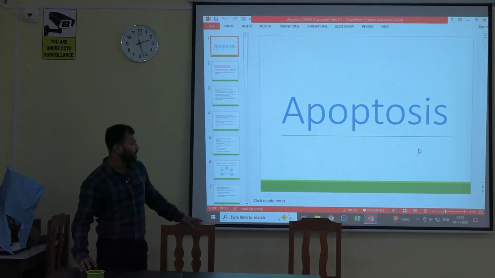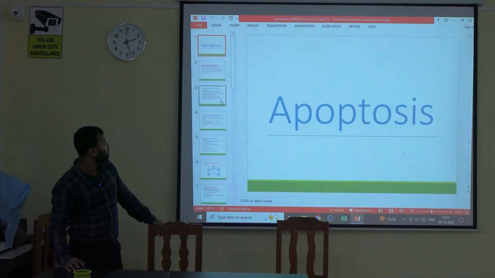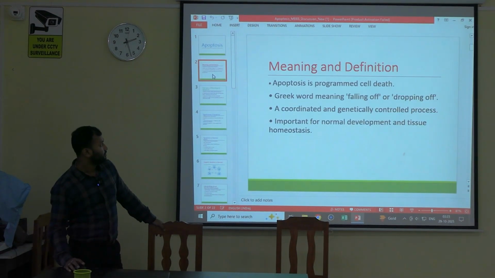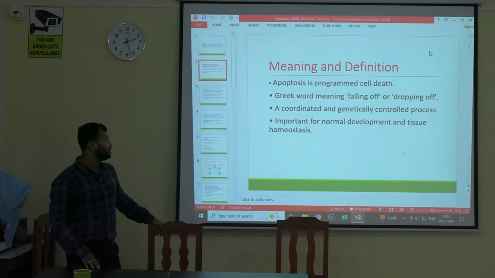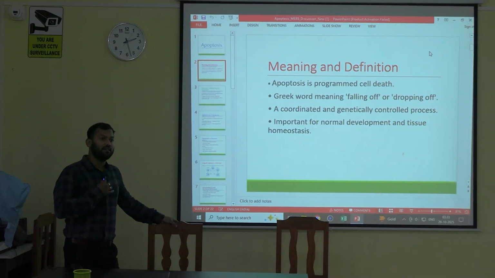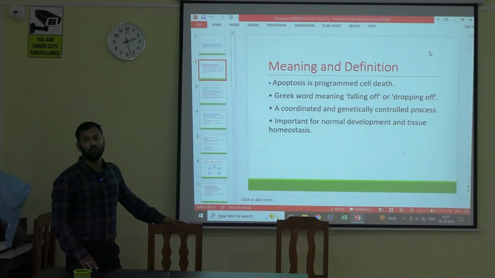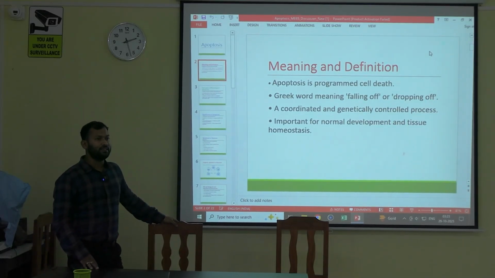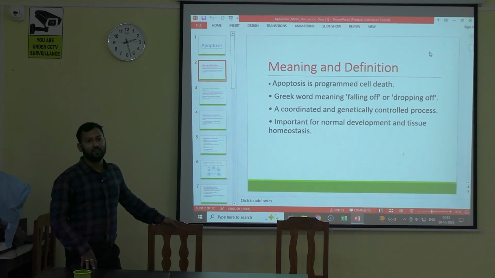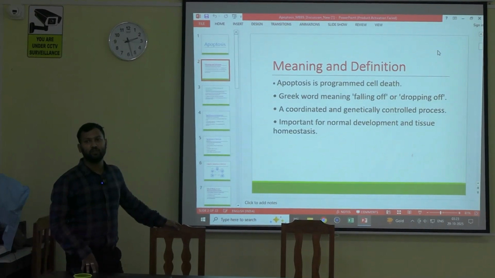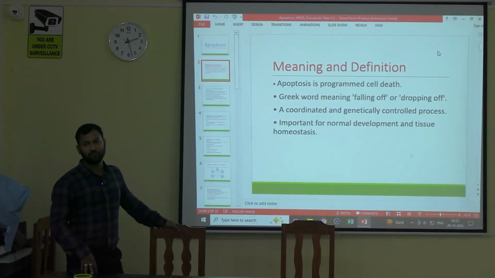So today our topic will be apoptosis. So first of all, what is apoptosis? It is a programmed cell death. The body kills its own cells whenever there is any disturbance within the cells, or if the body feels like the cells are no longer useful or even harmful to the body.